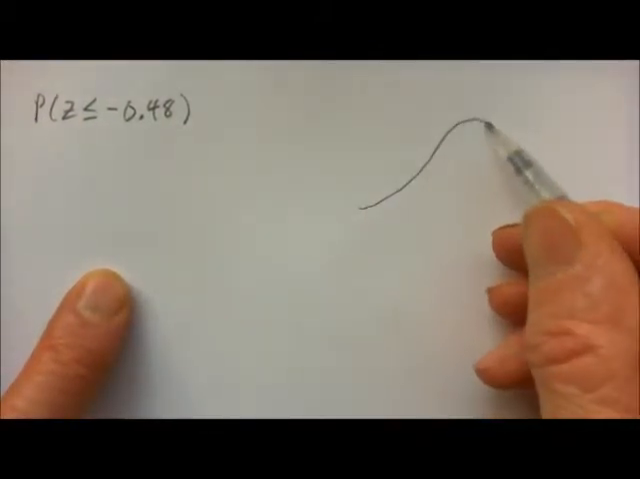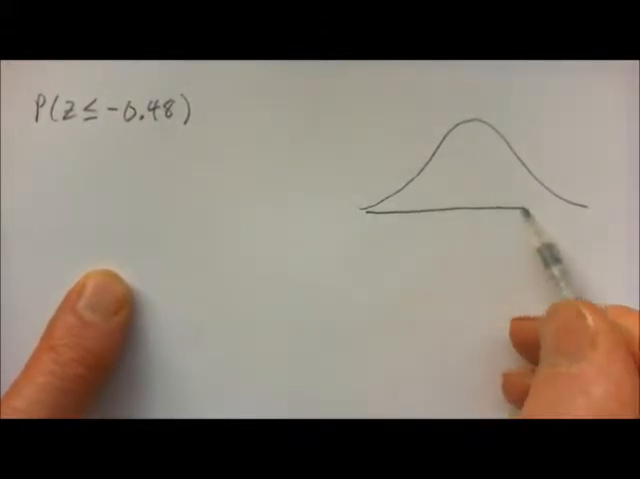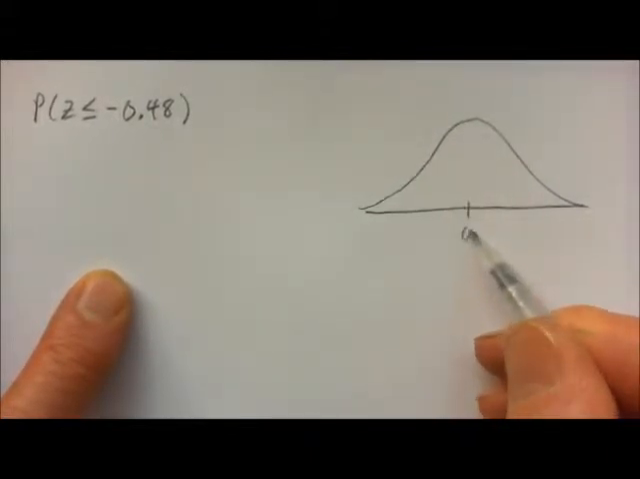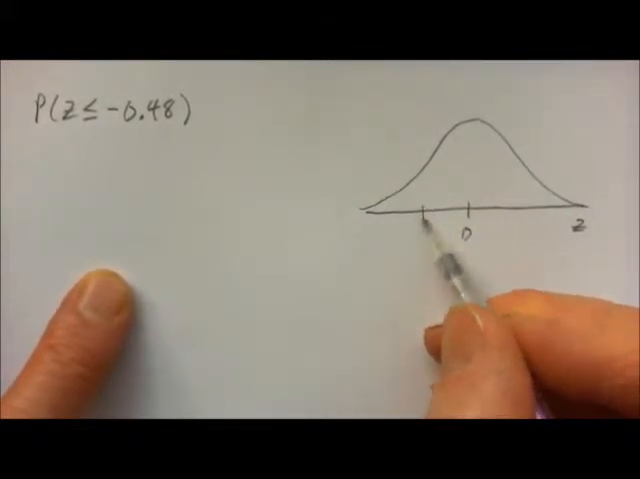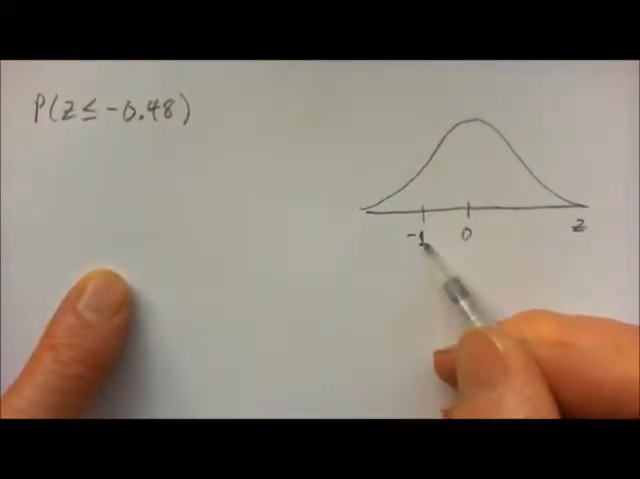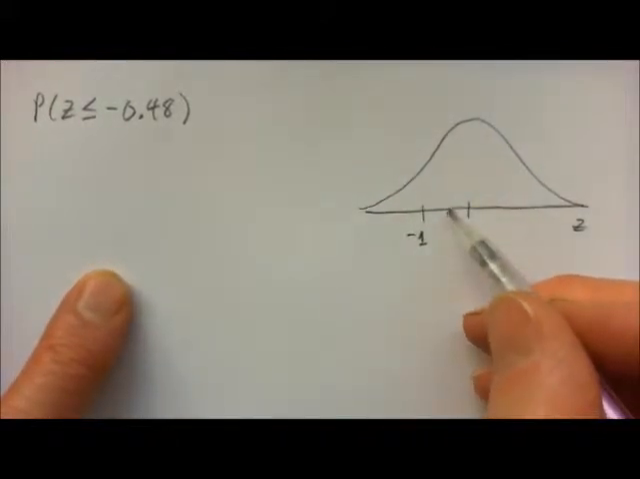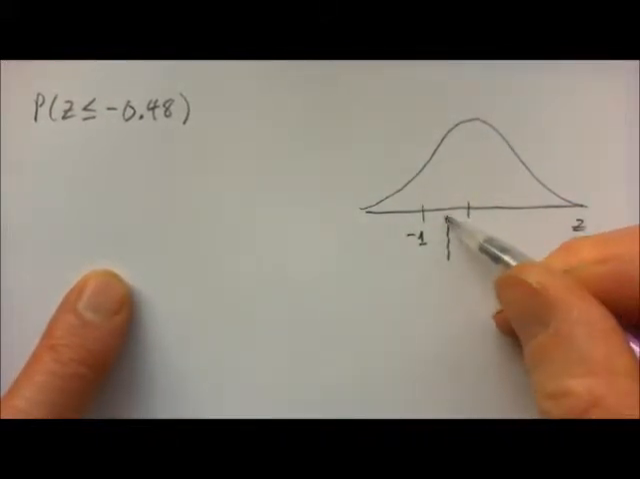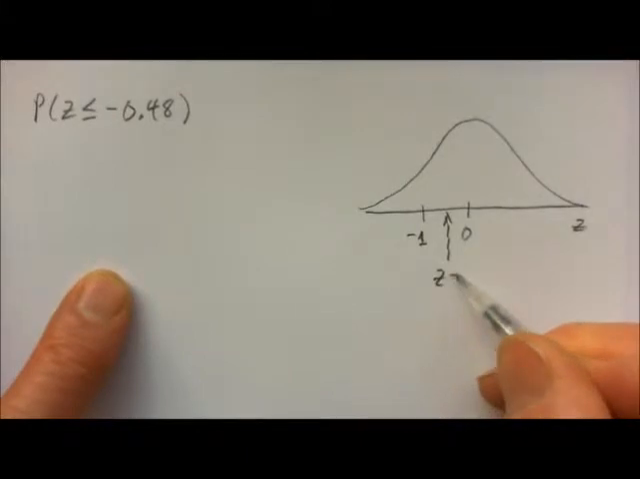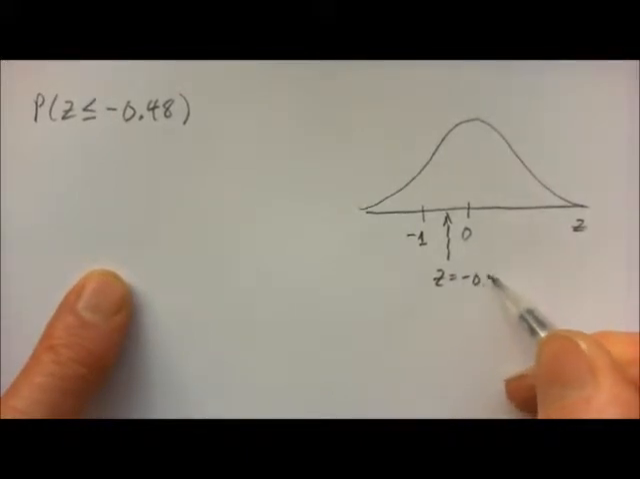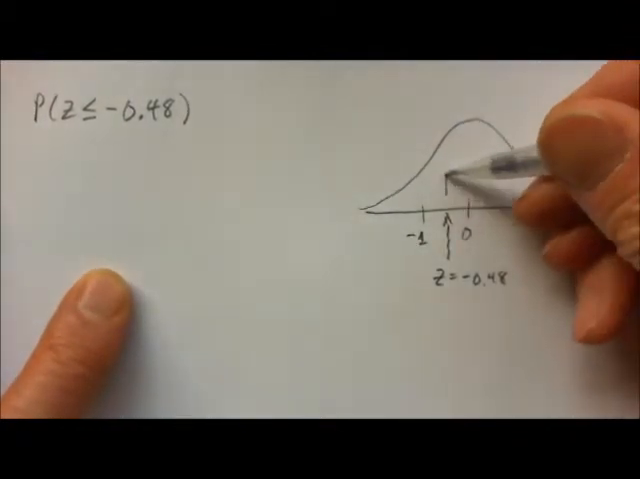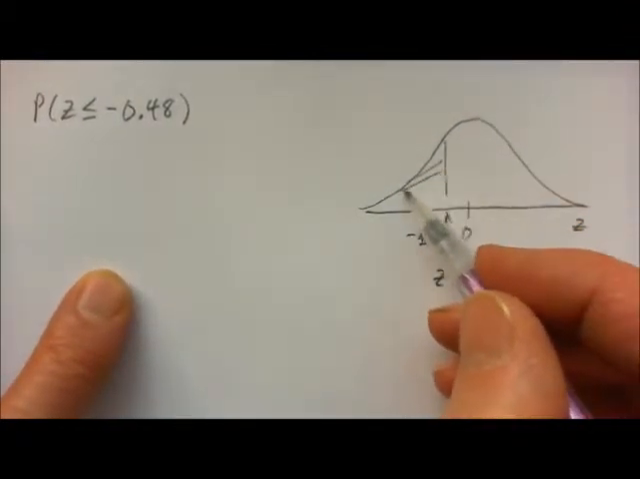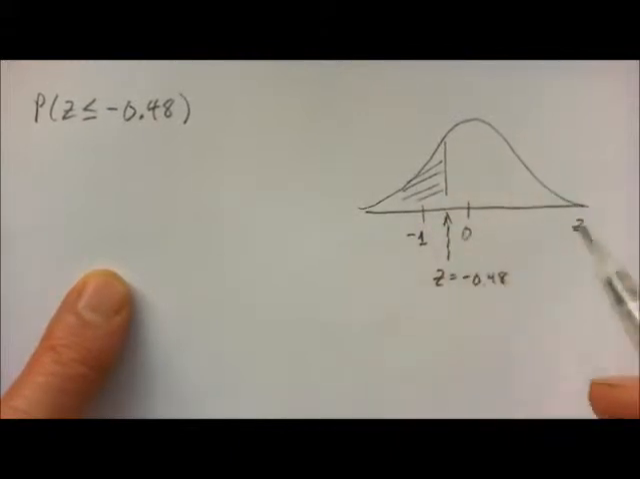Again, drawing our distribution like this. Remember, in the center we have a z of 0. These are our z's along here. Negative 0.48 is very close to negative 1/2, so it's going to be in here somewhere. And we're looking for the probability that z is less than that, so the area to the left of there.